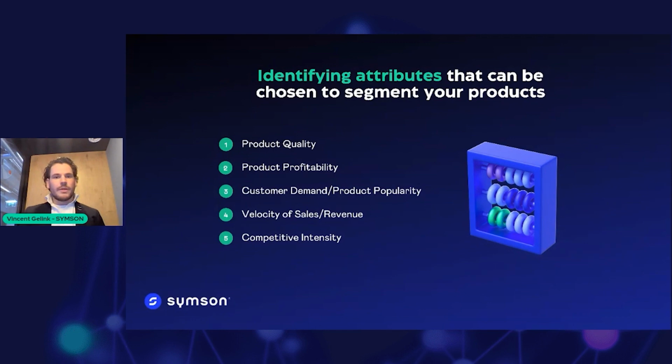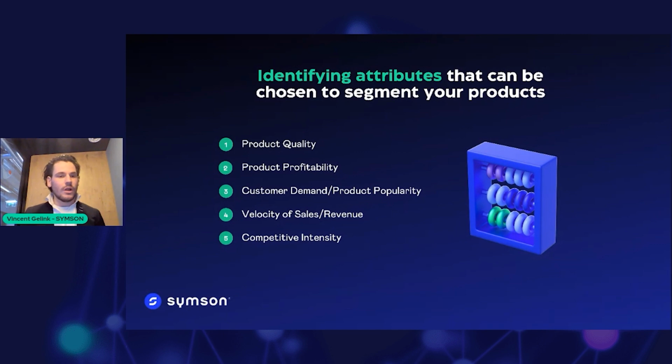So as said, the first step that we are going to do is to identify attributes that can be chosen to segment your products. So we're going to discuss on this sheet 5 different ones, and we will elaborate on 2 more specifically in the next sheet, and not all of them, but just to give you an idea how that could function.